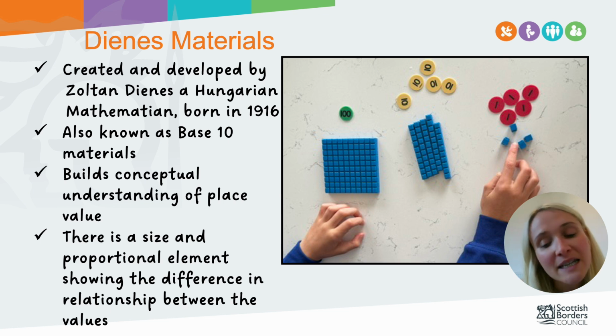So Dienes' materials can be really useful to try and build learners' conceptual understanding of number and that of place value. And what's really useful about Dienes' materials is there's a size and proportional element which shows the different relationships between the different quantities. And that's not the case with place value counters. So that's why we would strongly recommend using Dienes' as the next progression after bundling sticks before coming on to place value counters. So we're now going to move on to a few practical tasks.